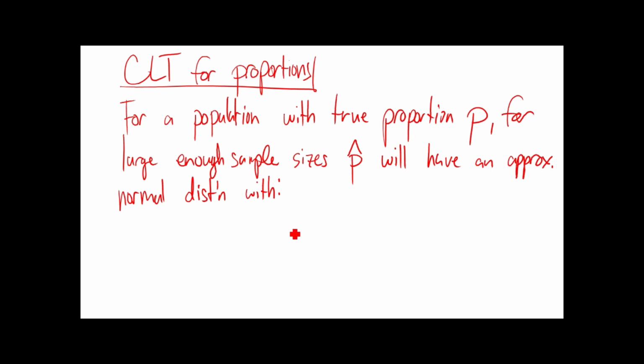Okay, and the mean of the sample proportion is going to be centered around the true proportion, just like we saw with the sample mean. So the sample mean was centered around the true mean. The sample proportion will be centered around the true proportion. And the standard deviation of that statistic is going to be this.